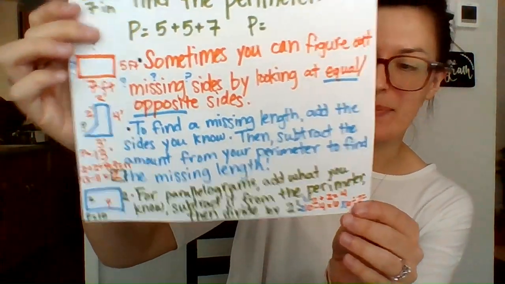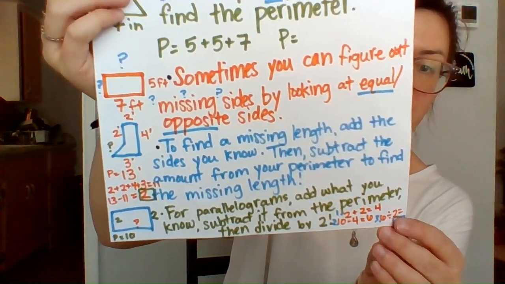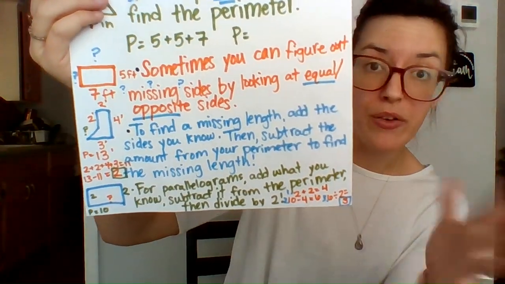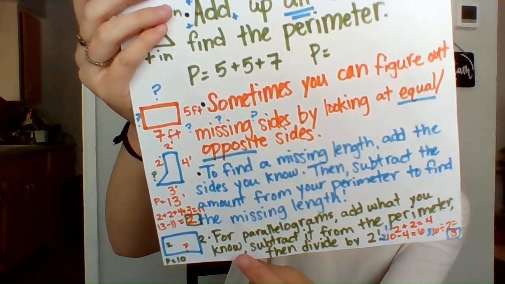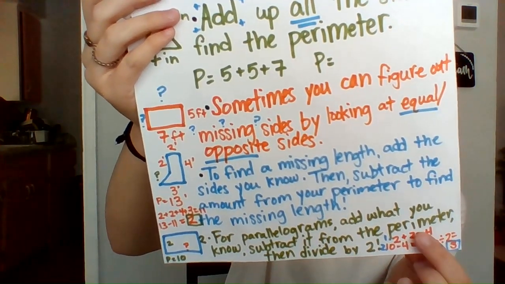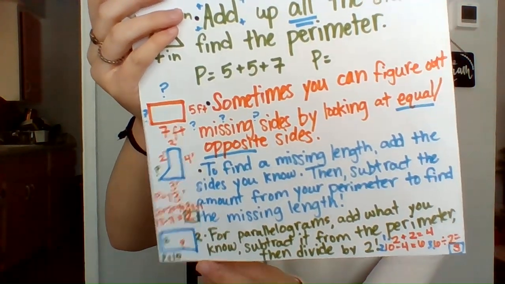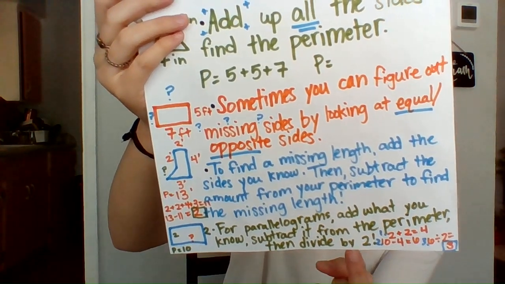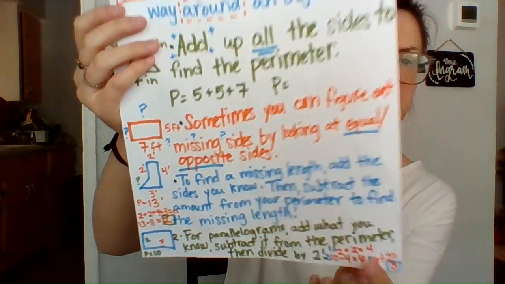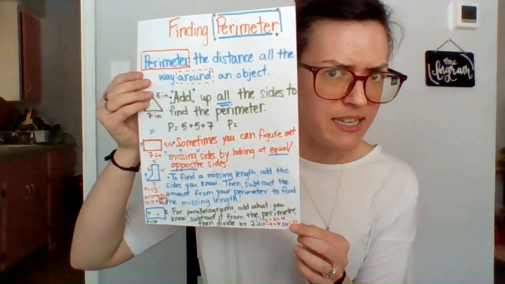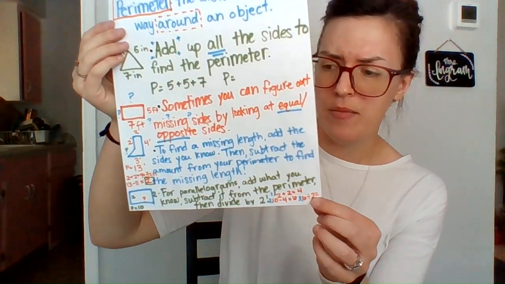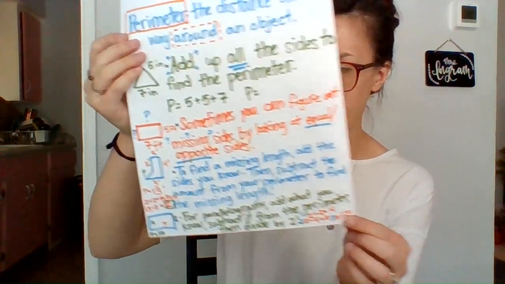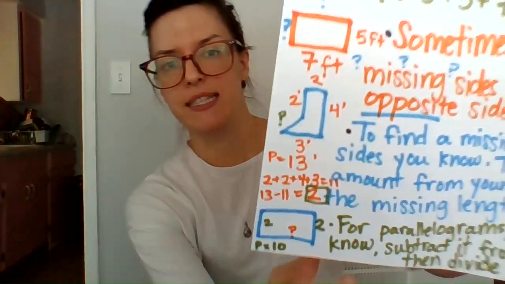The last little steps down here say for parallelograms, if you are finding a missing width or missing length, you need to once again add what you know. We always add up what we know. Then we subtract it from the perimeter. And for parallelograms, we have to divide it by 2. Why would we need to divide by 2 if we're finding a length for a parallelogram? You can look at this little picture to help jog your memory.